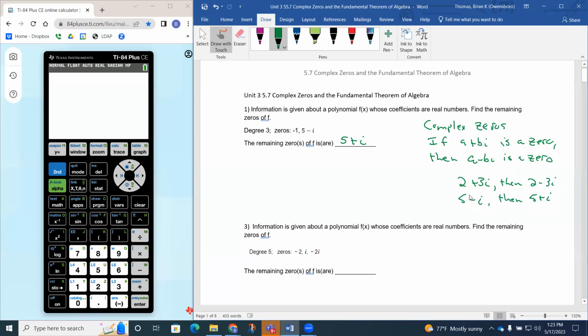So notice how the real number part does not change sign. It's the imaginary part that changes signs. So notice how the 5 stayed put, but that minus i turned into a plus i. That's how we create the conjugate. So that would be the remaining zero. So now we have 3 zeros, 1 real and 2 complex.